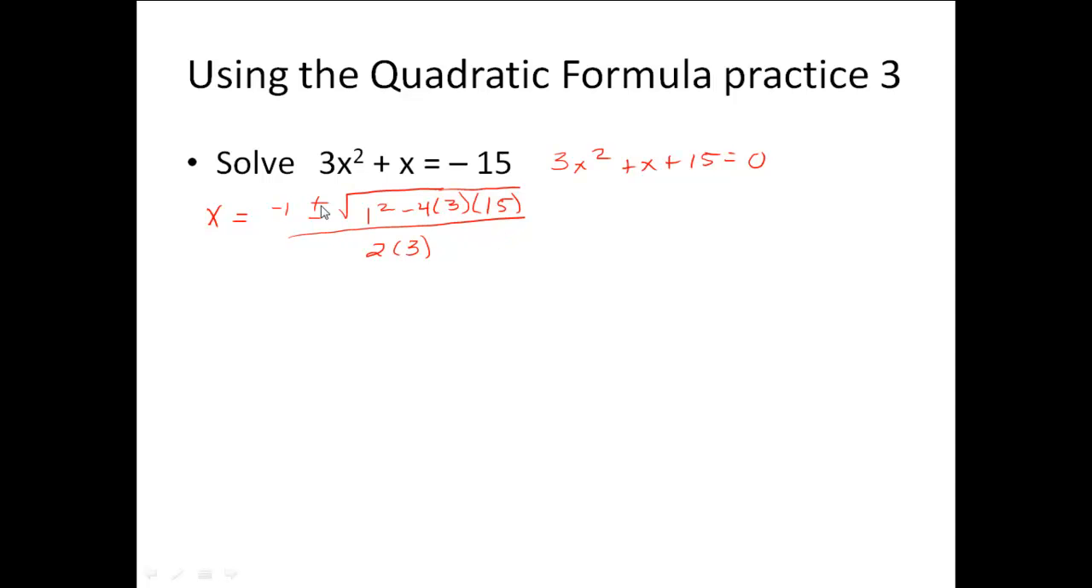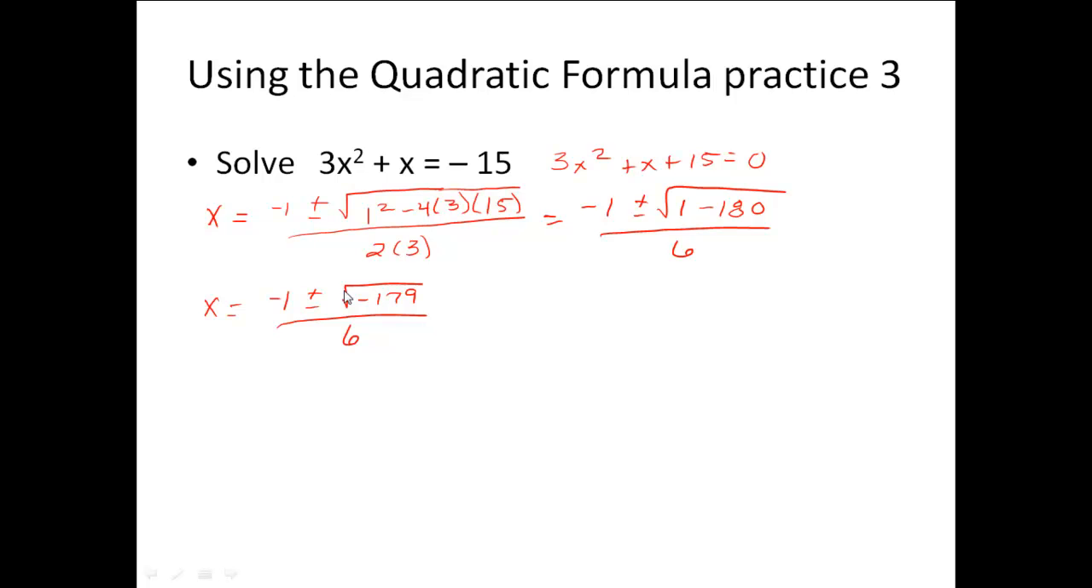We would have -1 plus or minus the square root of 1 squared minus 4 times 3 times 15, all divided by 2 times 3. Now when you go to start simplifying this, we're going to have -1 plus or minus, well, 1 squared is 1, and then 4 times 3 times 15 is 180, so we end up with 1 minus 180, and that's going to be all divided by 6. I can simplify this a little bit farther, so I'm going to have x equals -1 plus or minus, well, when I take this 1 minus 180, I get -179, and that's all being divided by 6.